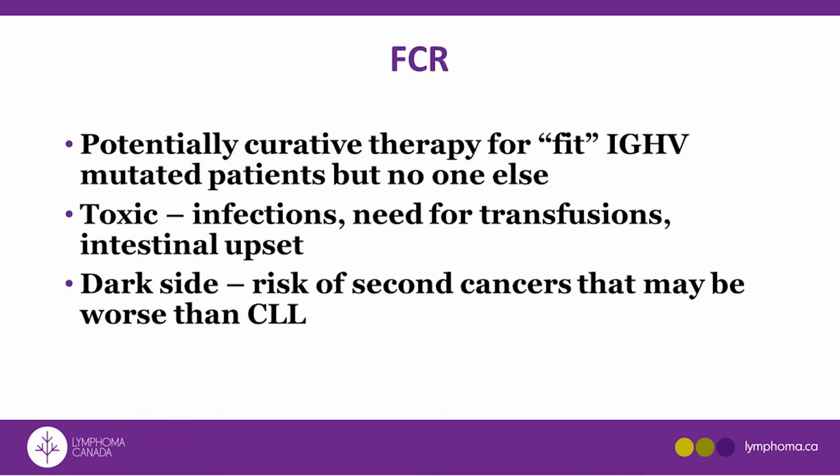Talk a little bit about these regimens. FCR is a combination of fludarabine, cyclophosphamide, and Rituxan. It's given for 6 cycles every 28 days. Each cycle consists of 3 days of treatment, with Rituxan given on the first day and FC given for all 3 days. As mentioned, it's potentially curative therapy for otherwise healthy patients with the IGVH mutated status, but really nobody else. It can be quite toxic. It can be quite immunosuppressive on its own, can cause a lot of infections, may impair the bone marrow sufficiently that transfusions are needed. It can cause a lot of stomach upset.